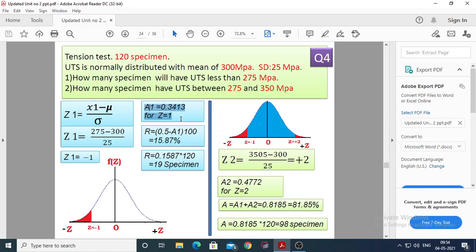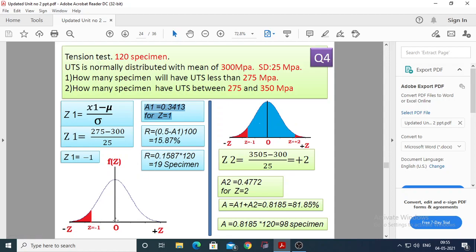For z equal to 1, you will get the area under the curve as 0.3413. This is the area, 0.3413. Then you know how to calculate the rejection percentage for less than 275.